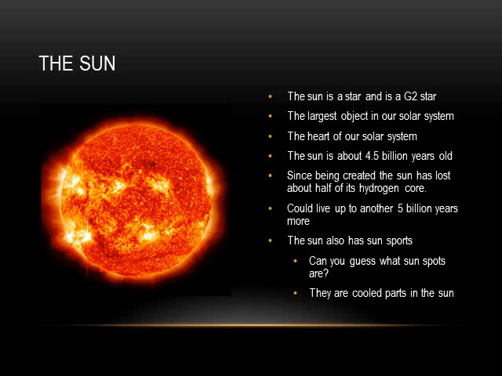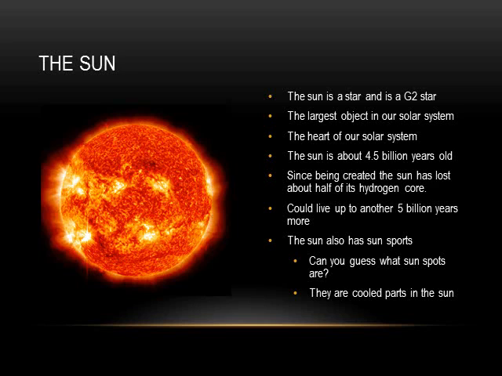O and B stars are rare but very bright. M stars are numerous but dim. The Sun is the largest object in our solar system and is about 4.5 billion years old. The Sun has a hydrogen core, and since being created it has used up about half of its core. But the Sun has been predicted to live up to 5 billion years more.